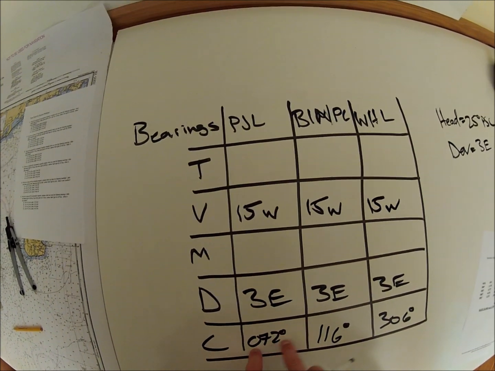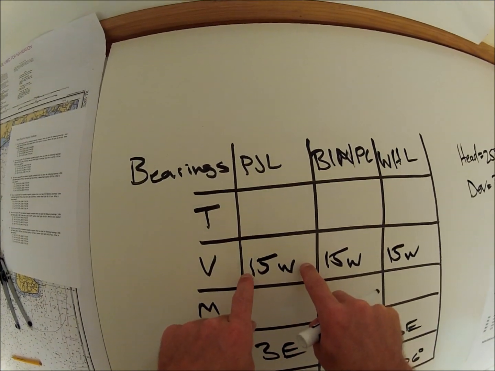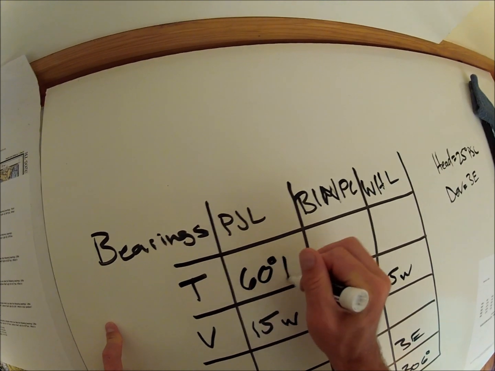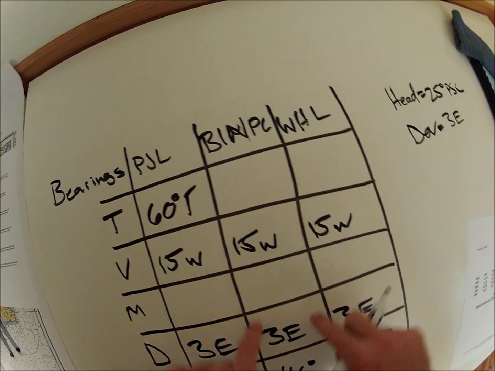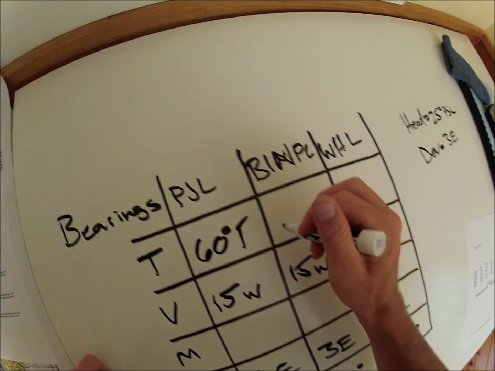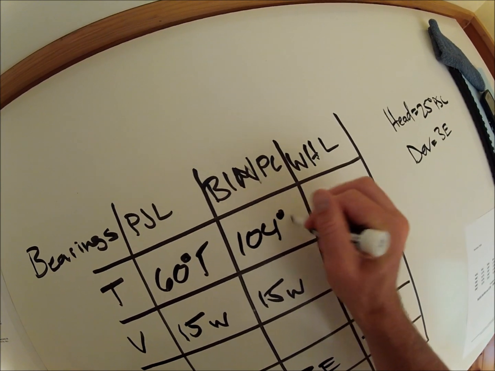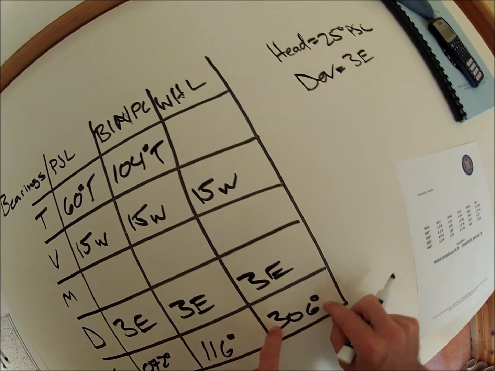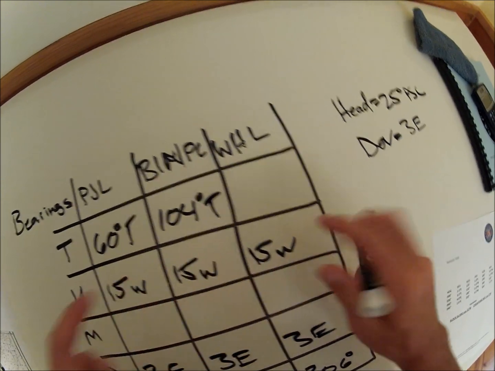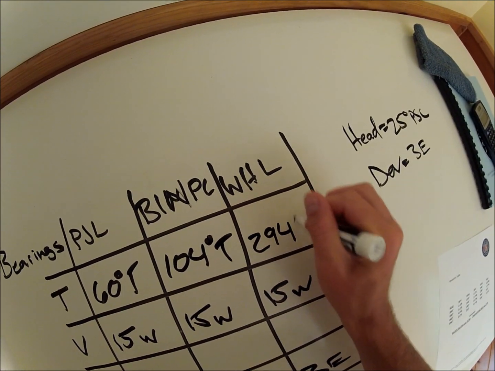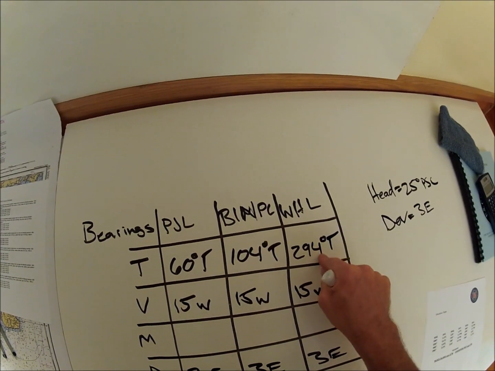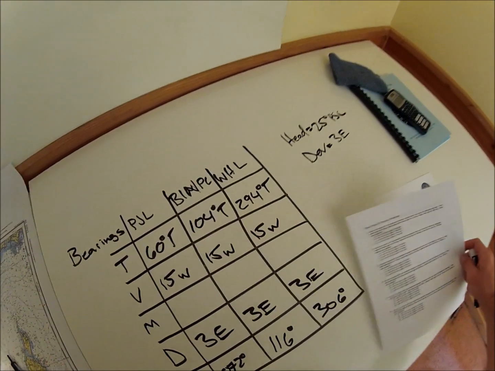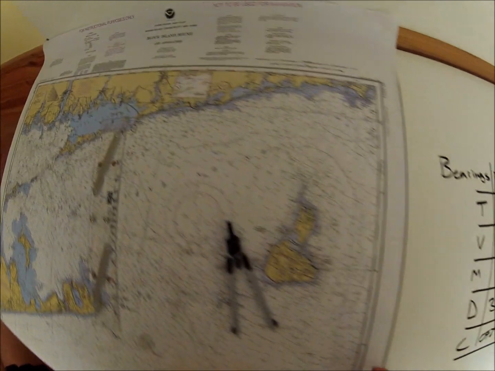Now 072 plus 3 east minus 15 west is 060 degrees true. 116 plus 3 east minus 15 west is 104 degrees true. 306 plus 3 east minus 15 west is 294 degrees true. Now we have the true bearing of each of these. So we can put the true bearings on the chart, and that's what we'll do.